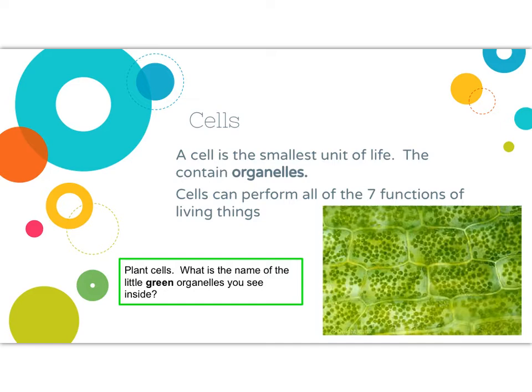A cell is the smallest unit of life. They contain organelles. Cells can perform all of the 7 functions of living things, which we discuss at the end of this presentation. So this is a plant cell. What is the name of the little green organelles you see inside? So these green things that we see that make plants green are called chloroplasts.